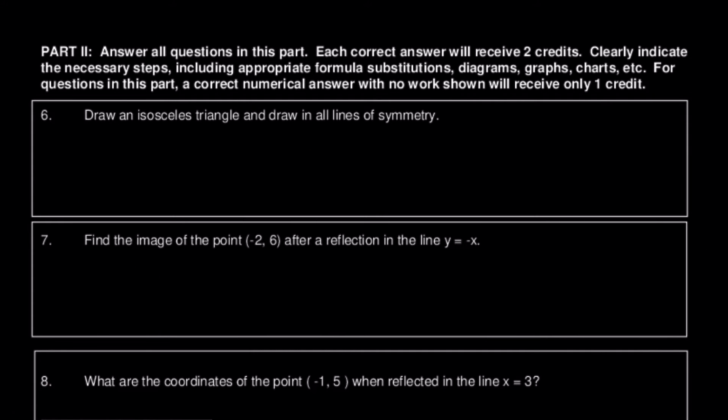Question 6, draw an isosceles triangle and draw all lines of symmetry. So an isosceles triangle is like a capital A, and you connect the base. Now, there's only one line of symmetry for an isosceles triangle, and it's right down the middle vertically, like so. That's all you have to do for that question.